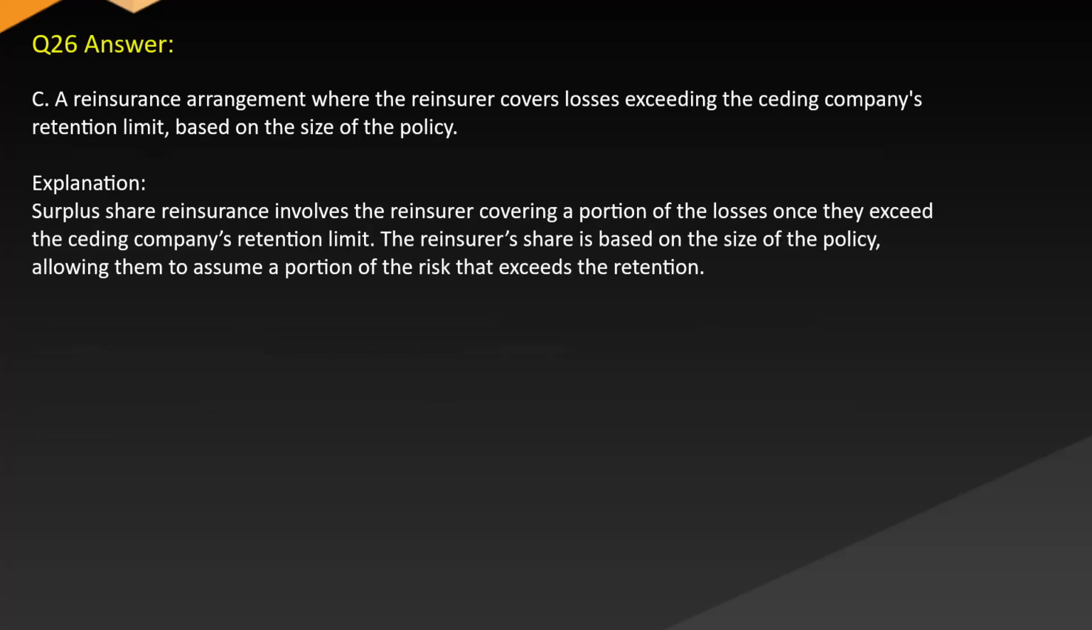Answer C. A reinsurance arrangement where the reinsurer covers losses exceeding the ceding company's retention limit based on the size of the policy. Explanation. Surplus share reinsurance involves the reinsurer covering a portion of the losses once they exceed the ceding company's retention limit. The reinsurer's share is based on the size of the policy, allowing them to assume a portion of the risk that exceeds the retention.